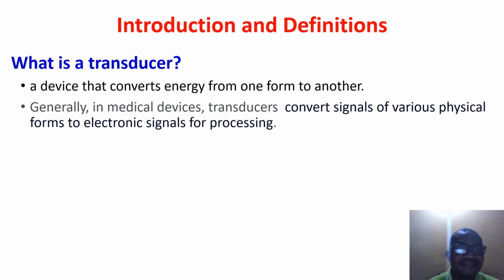It does this conversion. So when you take your, say, blood pressure monitor and try to measure blood pressure from a person, what it detects from the person is a physical quantity, which is the pressure. For the medical device to be able to measure that pressure, it needs to be converted into an electrical signal, which the system will be able to understand. So that is why a transducer is important.